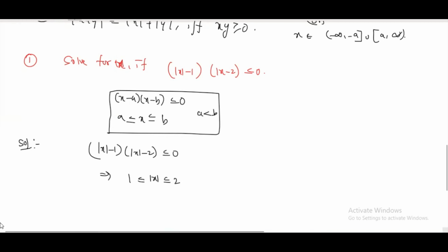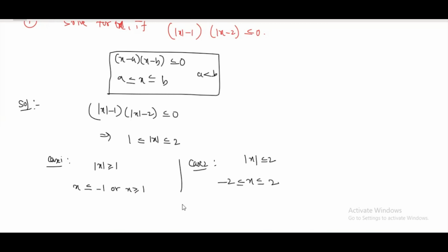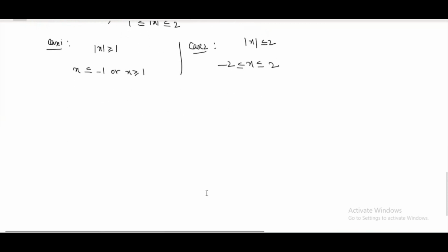So here two cases arise, since we have the modulus. Case 1: mod x is greater than or equal to 1. That means x is less than or equal to minus 1 or x is greater than or equal to 1. What is the other case we can take here? That is mod x less than or equal to 2. That means x lies between minus 2 and 2. So let's draw the real number line for this: minus 2, minus 1, 1 and 2.